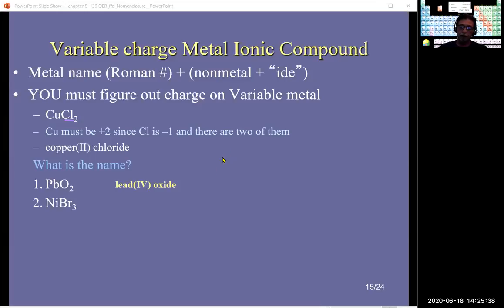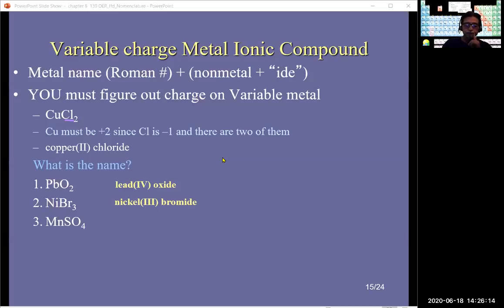All right, we got nickel and we got Br, which is the bromide. And we got 3 of them. I don't know what nickel is, but we need to calculate it. I do know what the bromide is, right? Because it's in group 7 and ionic bromide is -1. There's 3 of them, 3 bromides. That should tell you that nickel is a +3. And so it's nickel, Roman numeral 3, bromide.